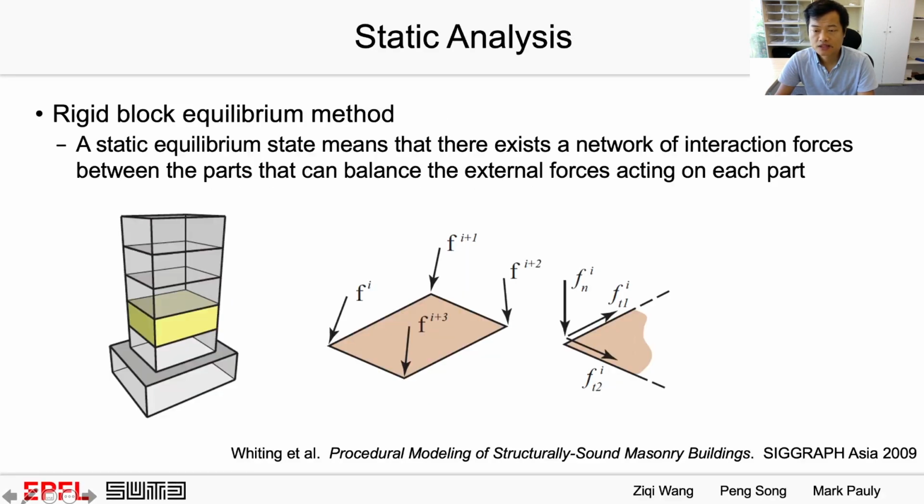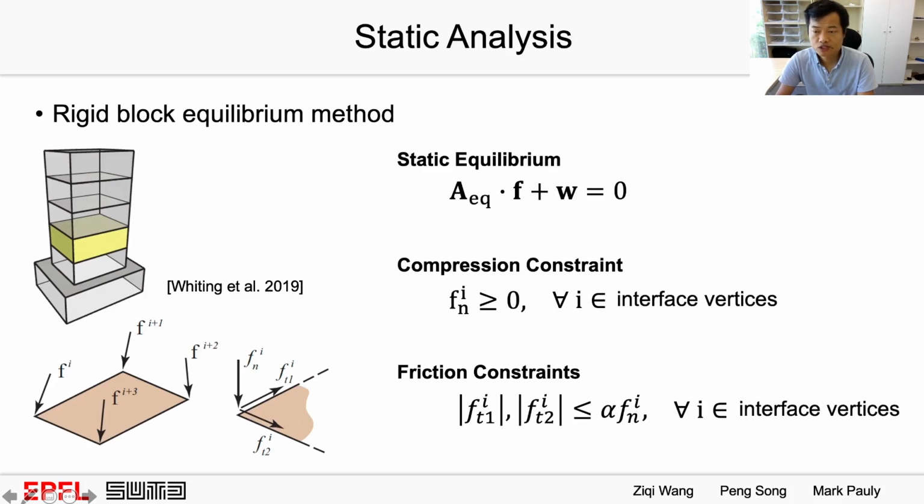The state-of-the-art static analysis method is a rigid block equilibrium method. Given the geometry of a 3D assembly, a static equilibrium state means that there exists a network of interaction forces between the parts that can balance the external forces acting on each part. Hence, the internal force on each contact plane is discretized as forces on the plane corners. Combined equilibrium constraints for each part give a linear system of equations as shown here. Besides this, we also need to formulate the compression and friction constraints. Please refer to the paper for details.